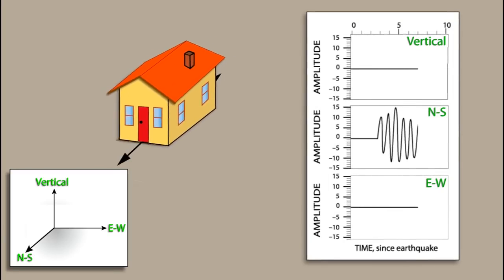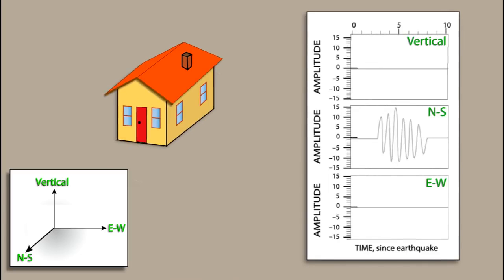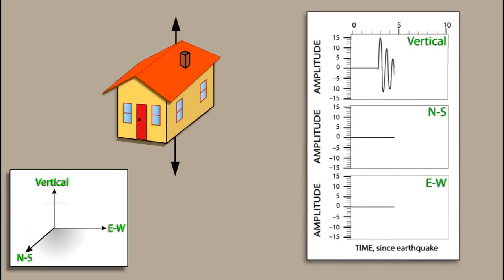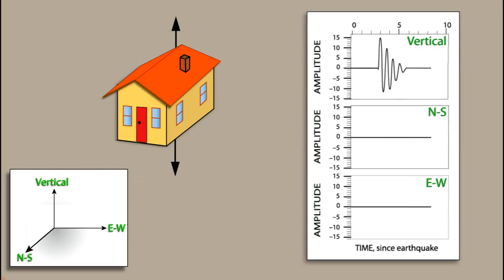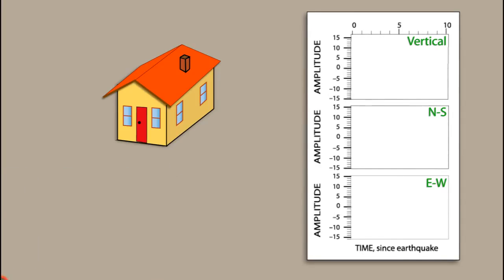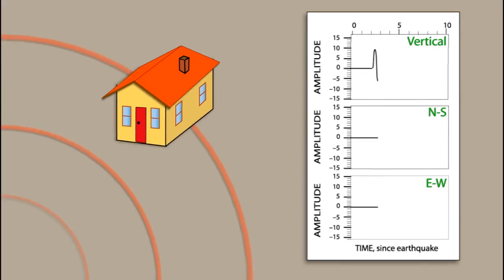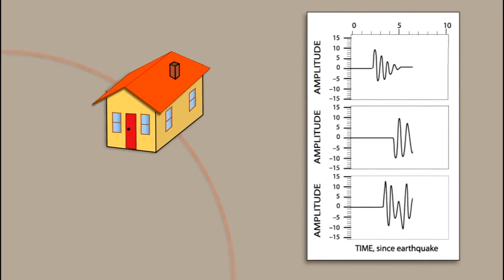When the house shifts north-south, this shows up on the second line. When the house is shaken in an up-down or vertical motion, only the top seismogram records the motion. During an actual earthquake, the house can move in all directions. Why is that?